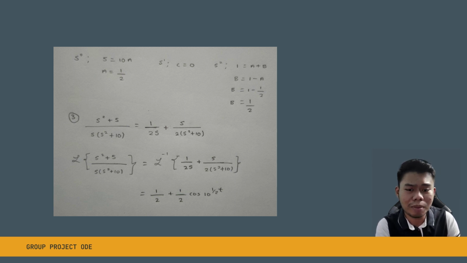So the third step is we replace A and B with the values that we have got. After that, we simplify the equation to make it look like f(t) in the Laplace table. So just refer to the table and we get the final answer: 1 over 2 plus 1 over 2 cos of the square root of 10 t. So pass to the next presenter.